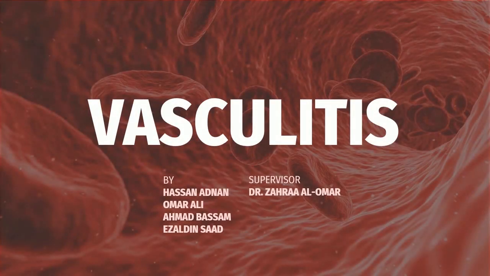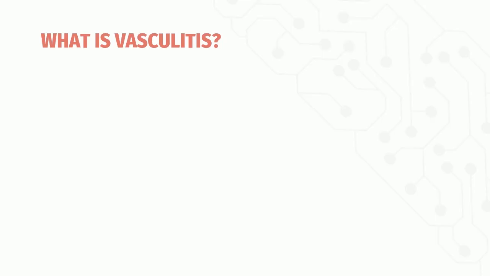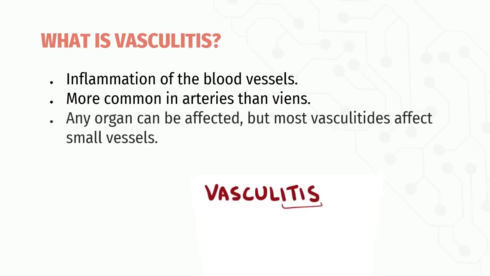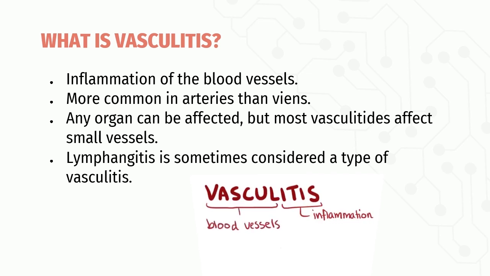Today, me and my colleagues are talking about vasculitis, a disease with a simple name but a complex behavior to understand. So, what is vasculitis? As the name implicates, it means the inflammation of blood vessels. And even though this can happen in arteries or veins, we are going to focus on vasculitis in the arteries because it is way more common.